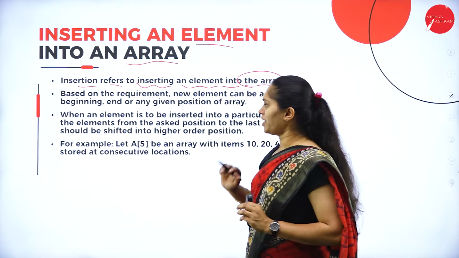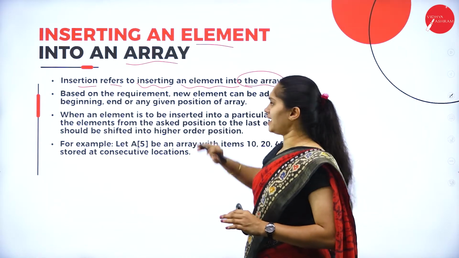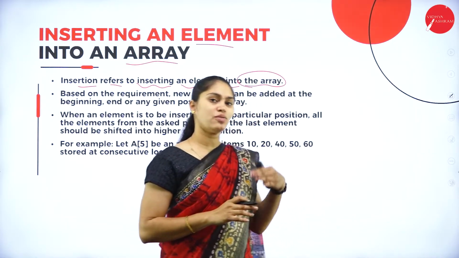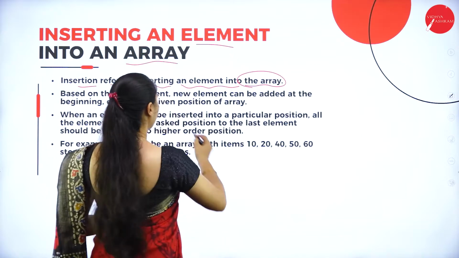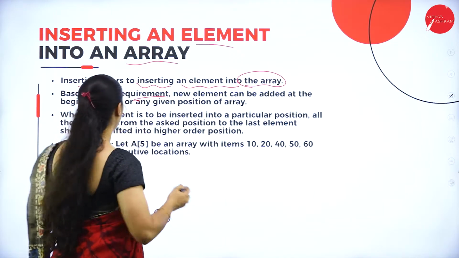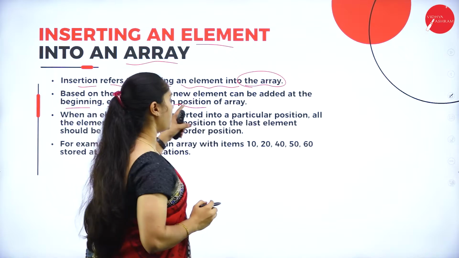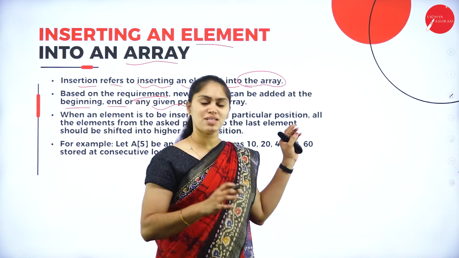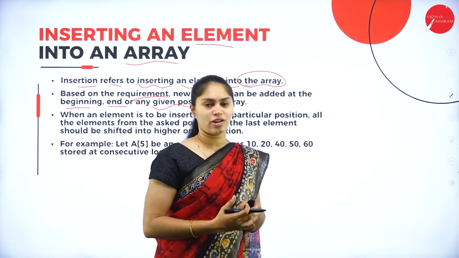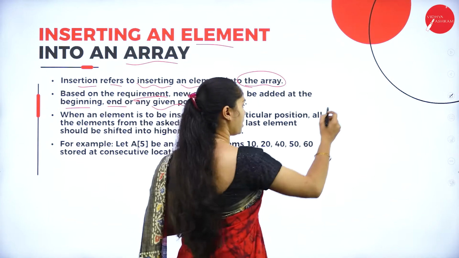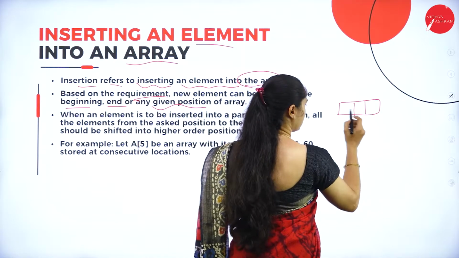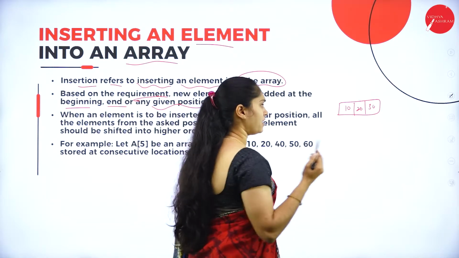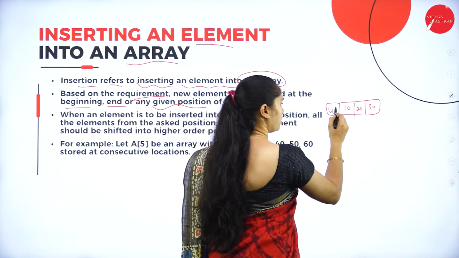So here, where can we insert an element? Already we know the representation of a one-dimensional array. You can insert an element at the beginning, at the end, or anywhere in an array. That means you need to specify a specific position, and there also we can insert. Let me consider that I have 3 elements, 10, 20, 30. Now I want to insert an element called 40 at the beginning. Can we do that? Yes.